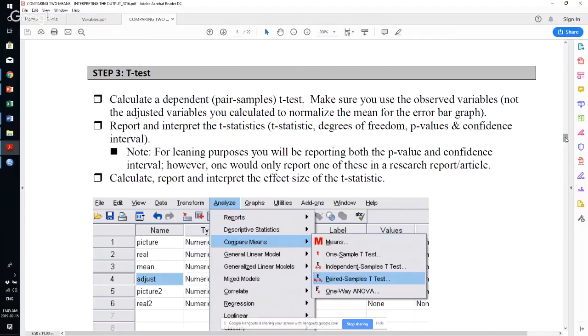P-value, and I want the confidence interval. Note, for learning purposes, you're reporting both the p-value and confidence interval, although you wouldn't normally do that, but I think people are doing it now. And I also expect you to calculate the effect size. Effect sizes are like a type of correlation. How strong? We could have a statistically significant difference between our picture and our real spider, but maybe it's not very strong. The effect size tells you how strong that effect is.